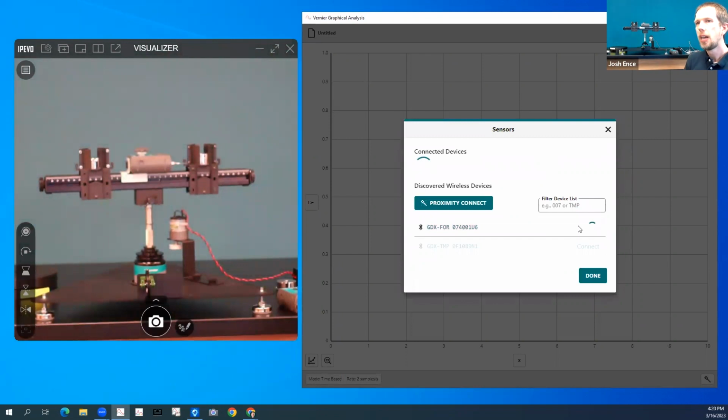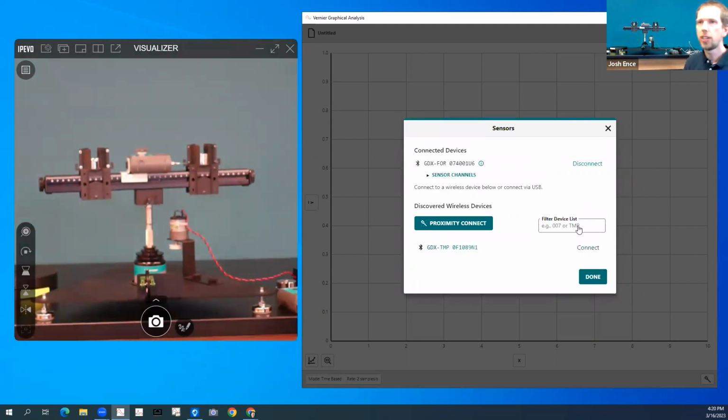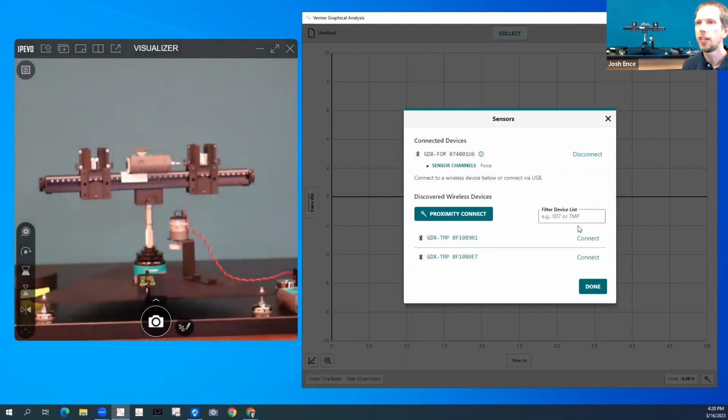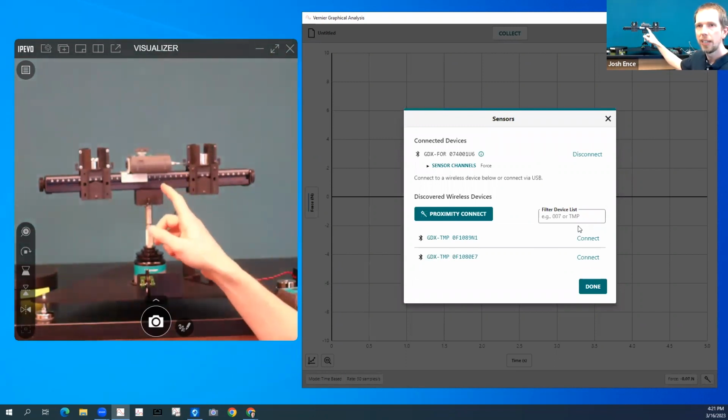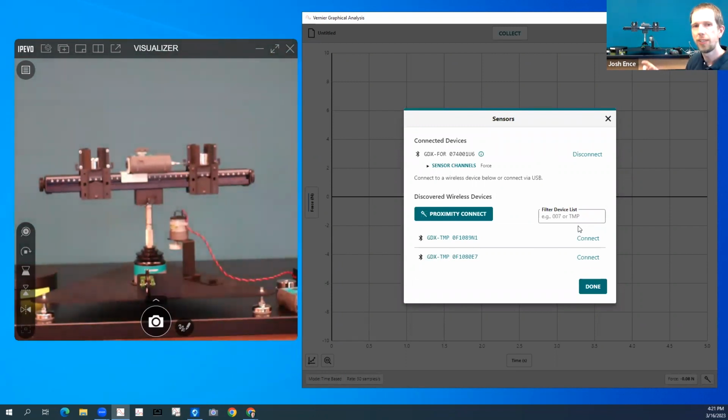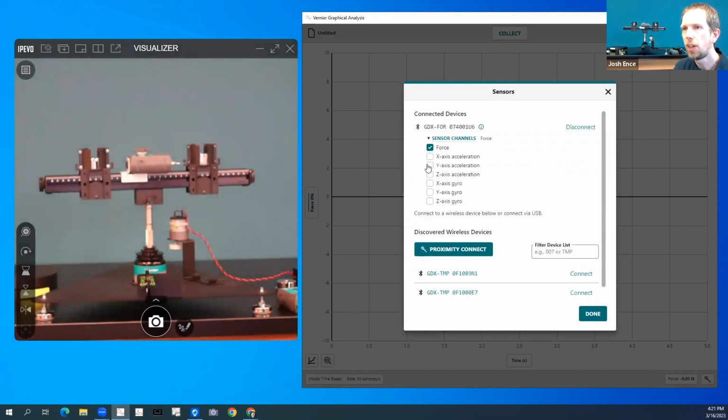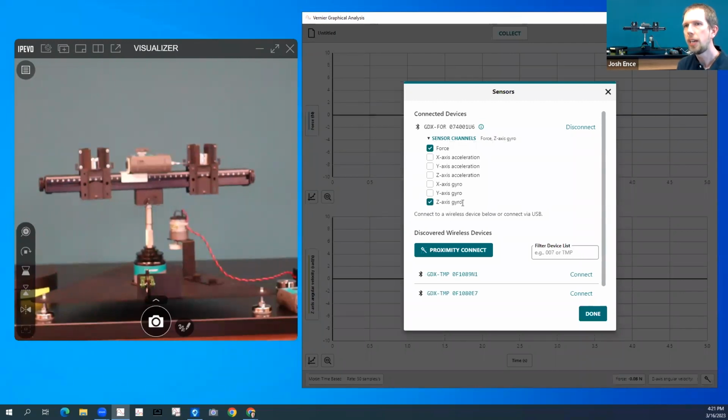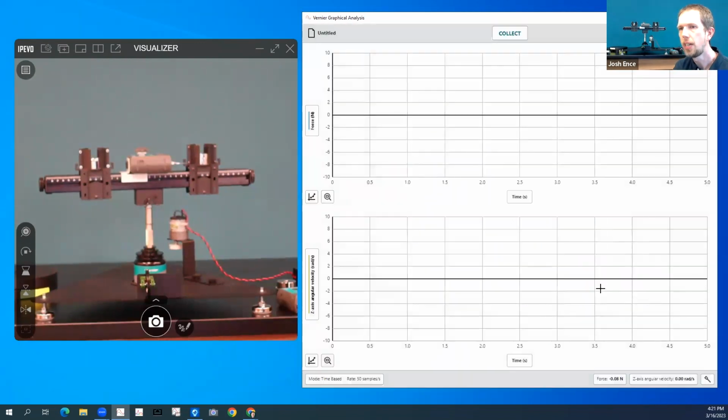Connect to it. By default, it's going to collect force data, but I also want that angular velocity data, the z angular velocity. So I'm going to pop over to the sensor channels here and find the z-axis gyro and add that as well. I'm going to hit done.